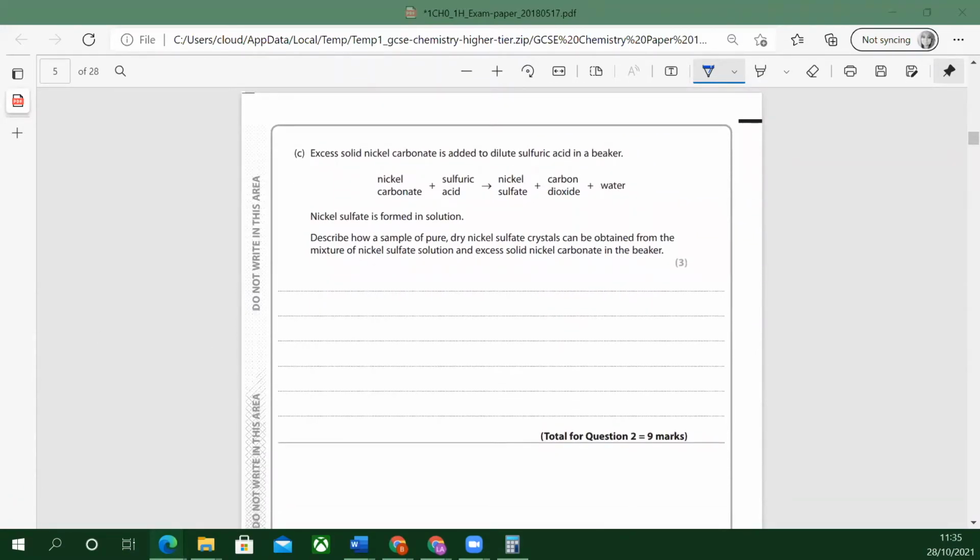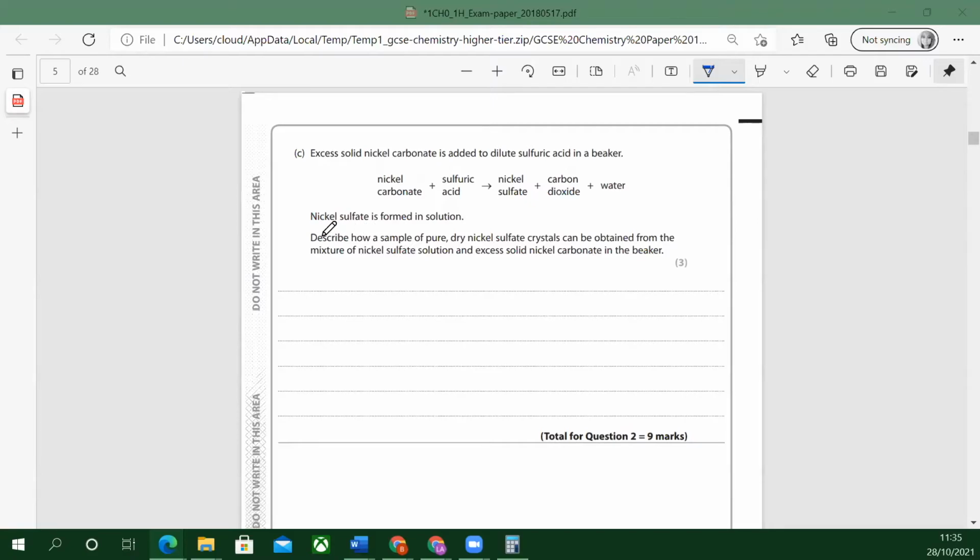Part C, carrying on, 2C. Excess, so that means more than needed, nickel carbonate is added to dilute sulfuric acid. Dilute means it's been dissolved in water in a beaker. So you've got nickel carbonate plus sulfuric acid goes to nickel sulfate plus carbon dioxide plus water. We've been told the formula. Nickel sulfate is formed in solution. Describe how... there's no working out, we're just describing.